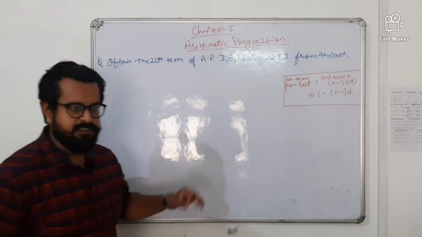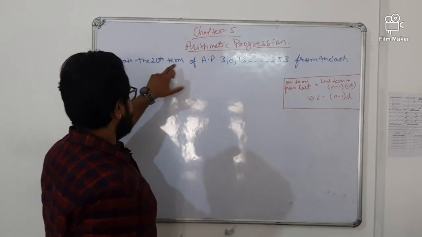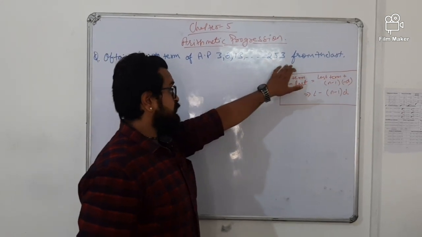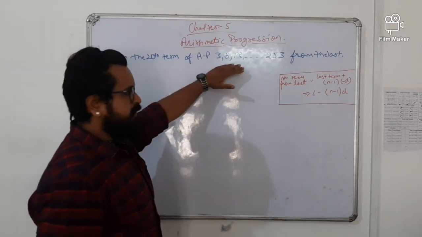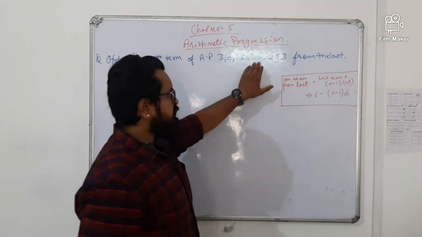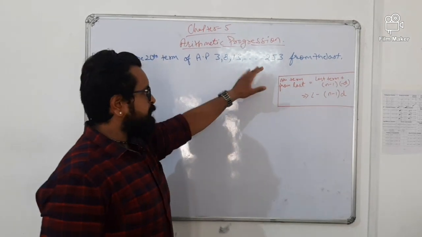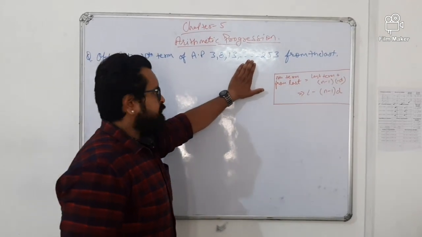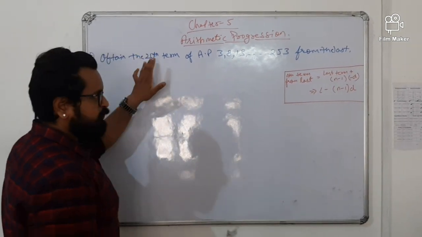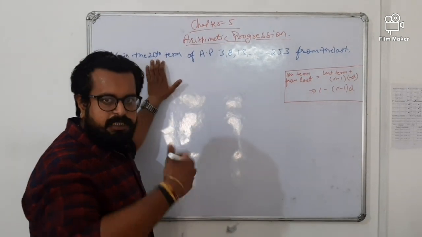So the next question of this video is, obtain the 20th term of the AP 3, 8, 13, up to 253, from the last. Means the given AP is this and you have to find the 20th term of this AP from the last. Means if we come from the back side of this series, then which term will be at the place of 20? For this we have to find the 20th term from the last.